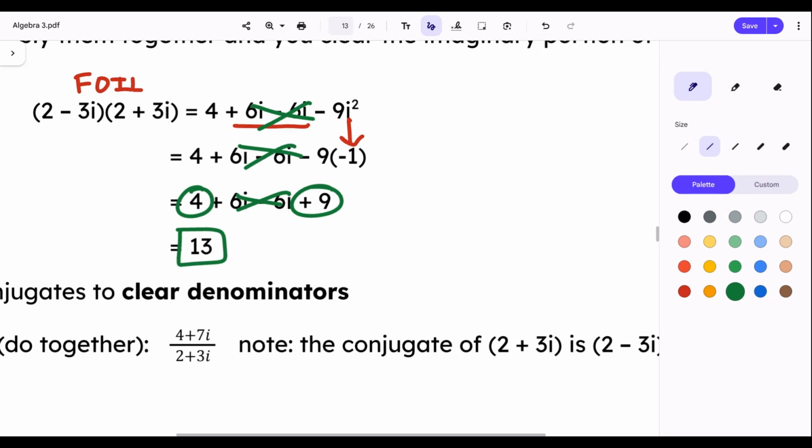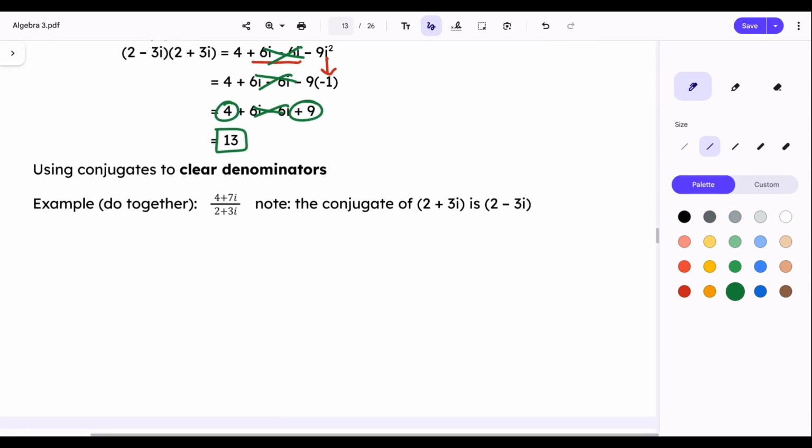So let's do an example here. We've got 4 plus 7i all over 2 plus 3i, okay? And we just talked about that denominator. We already know what the conjugate is. So I know I went through that process, but I'm going to do it again just so you guys can see it one more time. So I've got 4 plus 7i all over 2 plus 3i.